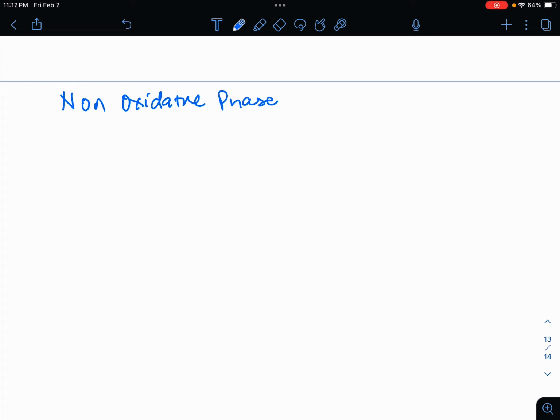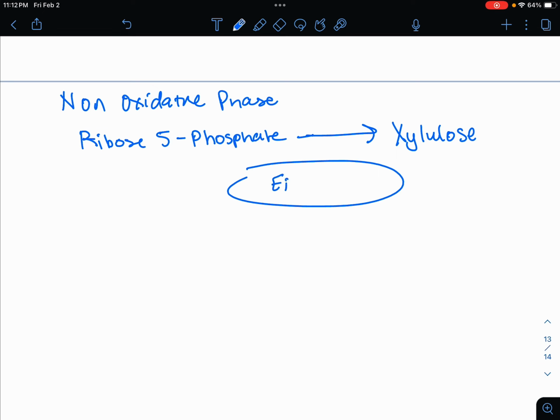This is where we're going to take that ribose 5-phosphate, and first we're going to make it into a xylulose, a type of xylulose. Again, we just need to know that this ribose 5-phosphate will return back to our starting material. The enzyme here is an epimerase, and then the rest of the steps we don't need to focus on. Again, this is for exam purposes only.